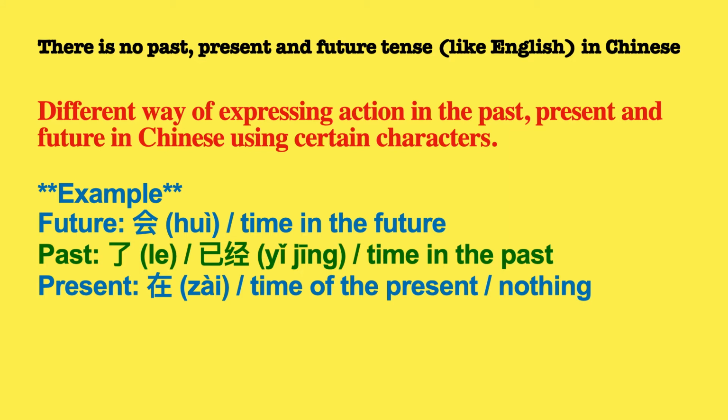For this lesson, you must know that there's no past tense, present tense, or future tense in Chinese like in English. However, we have different ways of expressing actions in the past, present, and future using certain characters. For the future tense, we use the word 会, or we just mention the time in the future. For the past, we use the character 了 or 已经, or simply the time in the past to indicate an action in the past. For the present, we use 在, which means ongoing, or simply the time of the present, or nothing at all. In this lesson, we are going to focus on the past tense.